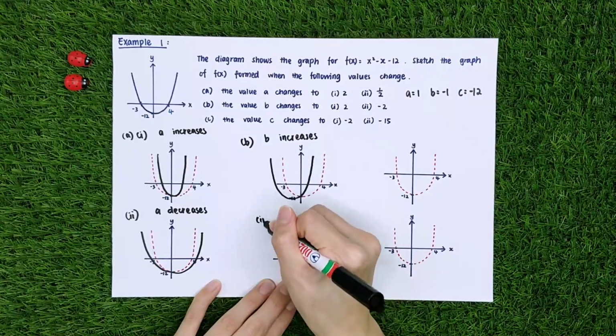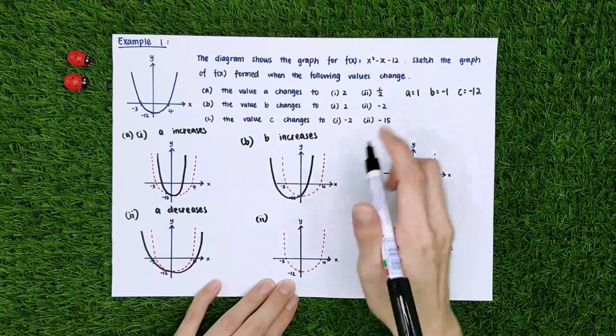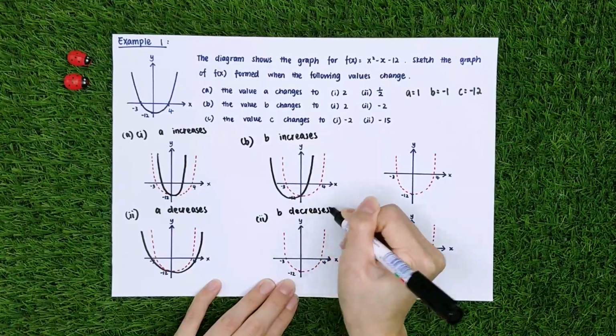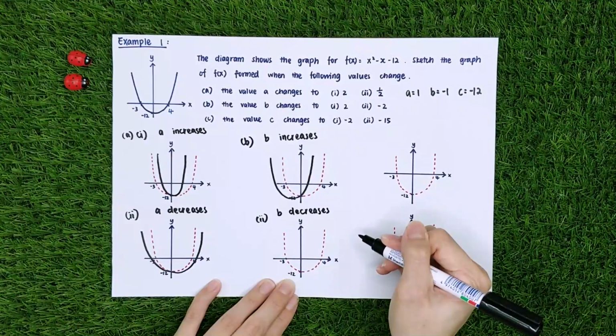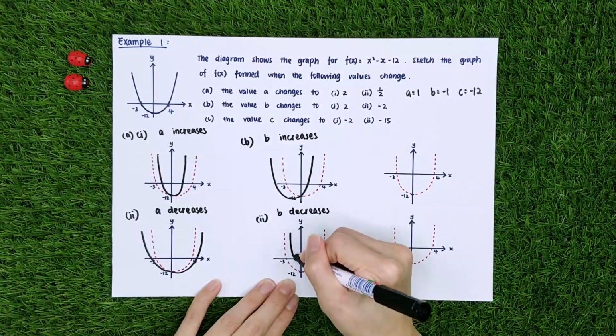Then for the second part, the value of b becomes -2. That means it's decreased, so b decreases. When the value of b decreases, the whole graph will move to the right-hand side. It will look like this.